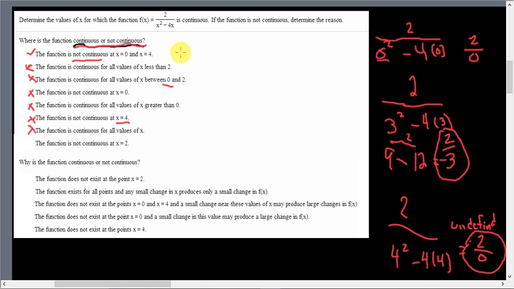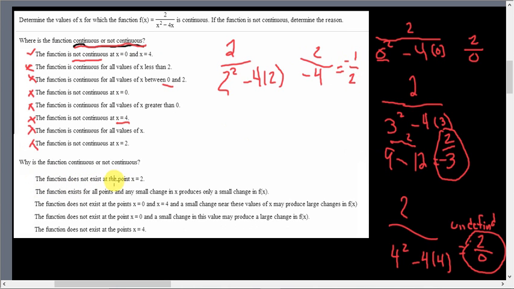The function is not continuous at 2. We'll see, 2 over 2 squared minus 4 times 2. It doesn't really matter because it's not continuous at 0 and 4, and that's not complete enough, but we can try it out just to make sure we get enough practice. So that's 4 minus 8, so that's 2 over negative 4, so that's negative 1/2. So that's continuous there. So that's not true. Why is the function continuous or not continuous? And then you're basically just explaining this, I guess.